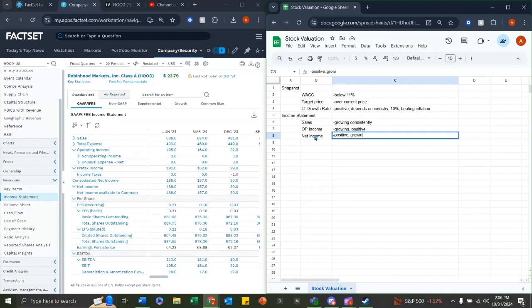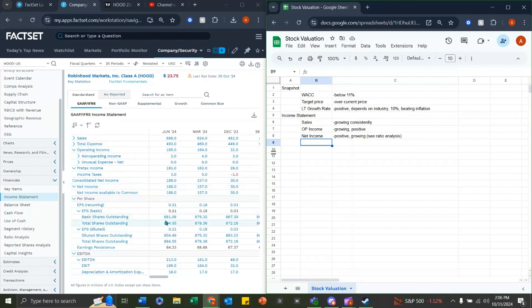Positive, growing. I don't really care what the number is for net income. That is one thing, don't get me wrong, the number should be good. You can see here net income is, I don't know what percent of sales, 188 out of 688. That's like 20-something percent. Very, very good. That is excellent.